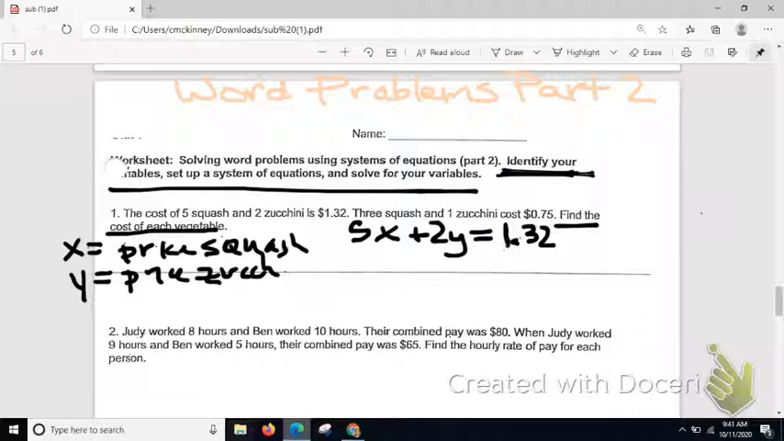So we do need to include that decimal. Otherwise it would be $132. And then 3 squash and 1 zucchini is 75 cents. So if we would add these together now, they do set up nicely for elimination like we did the last time. But if we would add these together now, nothing would be eliminated. And so what we're going to do is multiply that second line by -2.